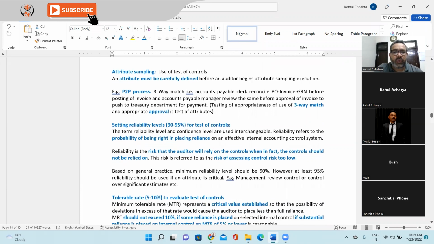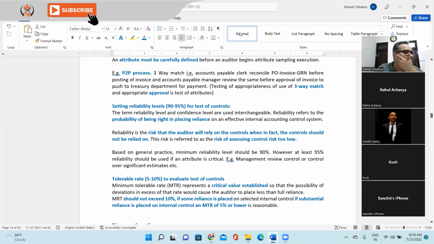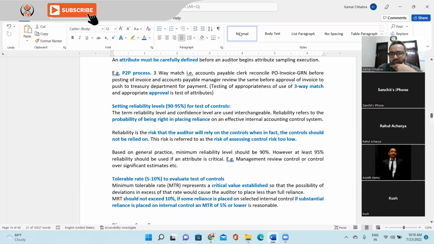Next is setting the reliability level. When you are planning to extract the sample for testing of control or testing of detail, there are a few things you need to keep in mind as an auditor. Nowadays, for all these mathematical calculations, there are standard tools available, from the top 10 consulting firms to small CPA firms. There are many free tools, or tools at nominal expense, in the market for doing all this sampling identification.